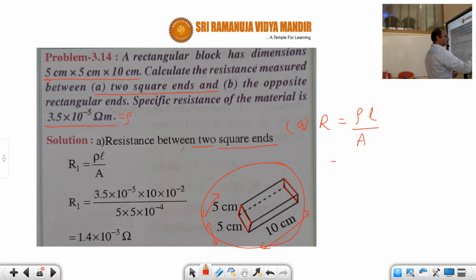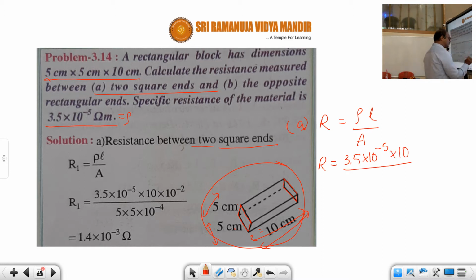So we know capital R equal to rho L by A. The rho value is already mentioned, simply substitute the rho value, 3.5 into 10 to the power minus 5. And coming to the length, they are asking between this point and this point. That means this portion is called the length. Now in this case the length is 10 centimeter.